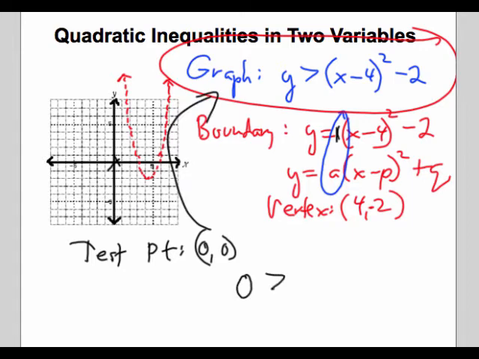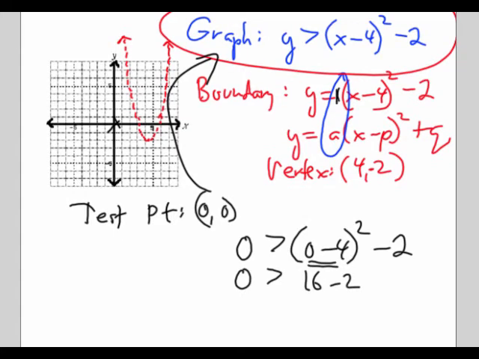0 is greater than 0 minus 4 squared minus 2, and I'm going to look to see whether this is true or not. This is going to be negative 4 squared, which is 16, minus 2, so that's 0 is greater than 14. Well, that is false. So this point does not satisfy the inequality, which means the points on the outside do not. Therefore, the points on the inside should.